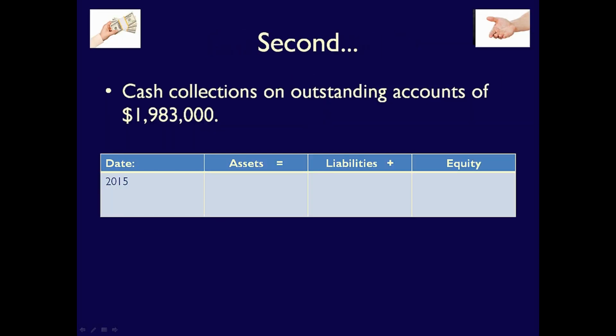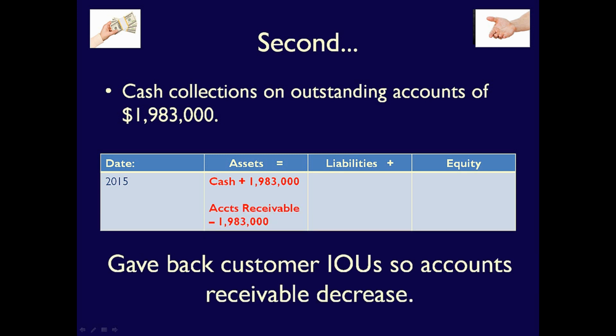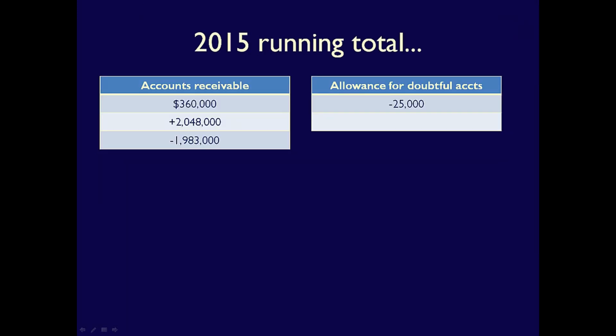Moving on. Our second entry, the company collected $1,983,000 from their accounts receivable customers. What did we get? Cash, so assets increased by $1,983,000. What did we give away? Well, we gave back a lot of customer IOUs because they don't owe us money anymore. That means we have to decrease accounts receivable by $1,983,000. Let's add that to our running total. Accounts receivable decreased by $1,983,000.